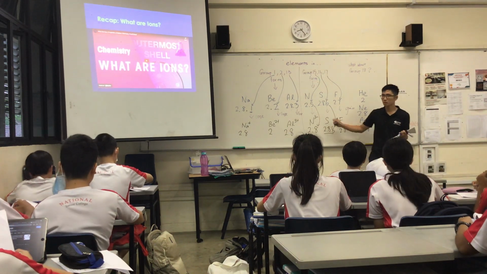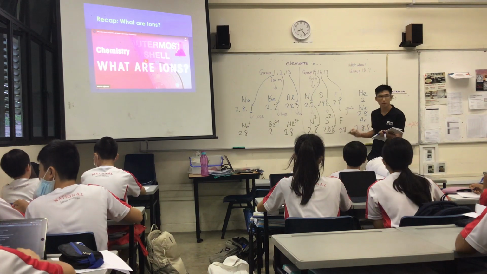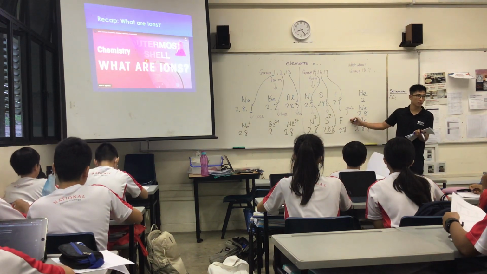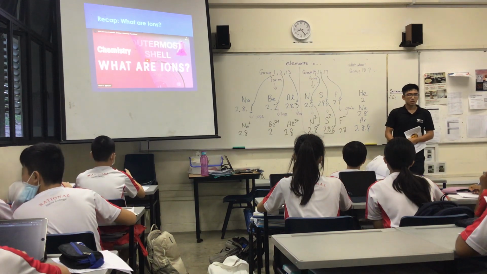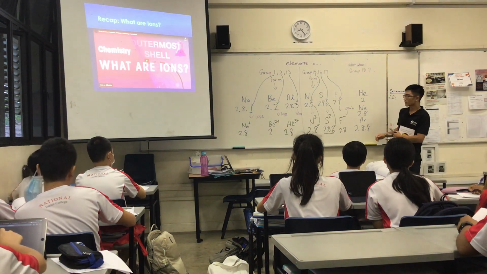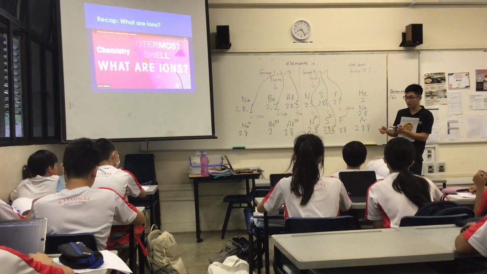Some, give me sulfur. 2 minus. Okay, that's good. Kyra, fluorine. Minus. Okay, so this is what we've learned so far. Last but not least, what are the names of these ions?